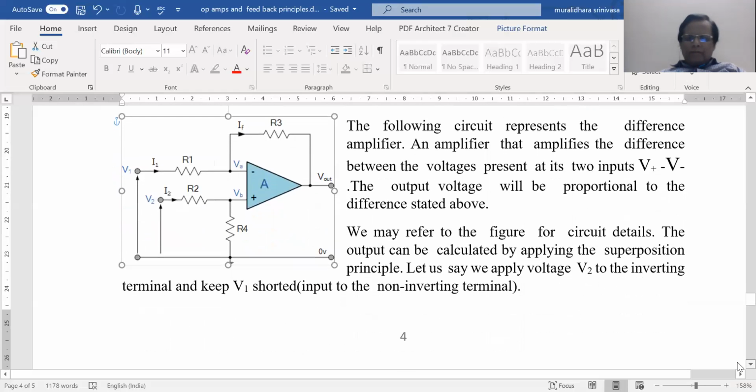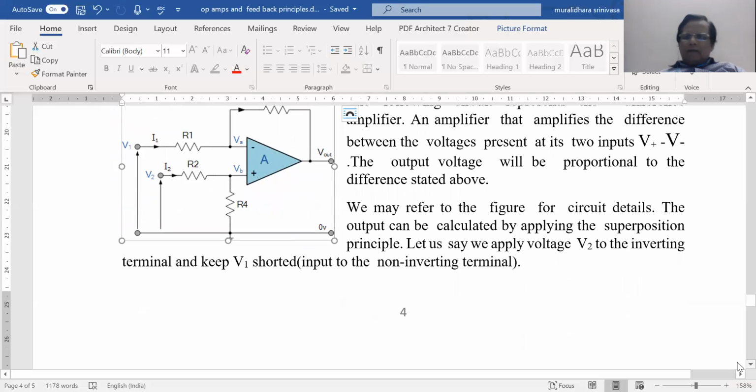Now, if you ask what the output will be, if you are interested in finding the output, then it can be found by simply using the superposition principle. Now what do we do? Initially we assume that only the inverting input is present and calculate the output due to that, then we calculate the output due to the voltage at the non-inverting terminal. Then what happens? When both are there, the difference is amplified. We calculate the difference to see what is happening.